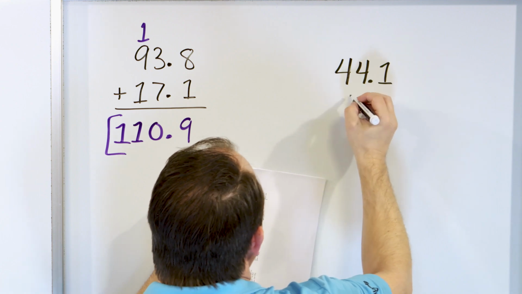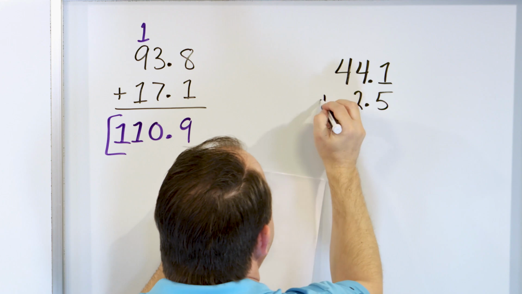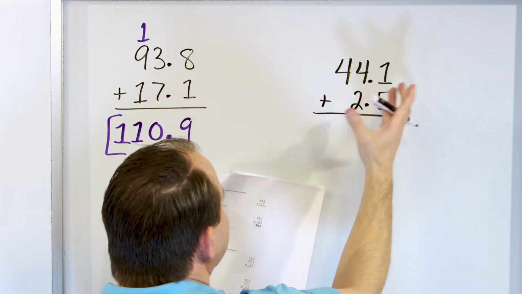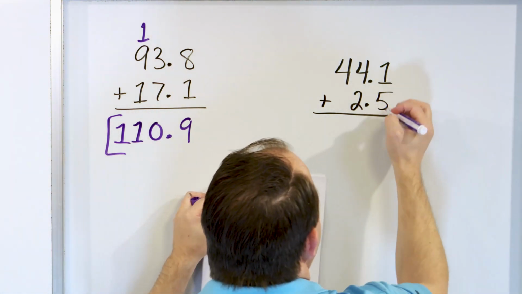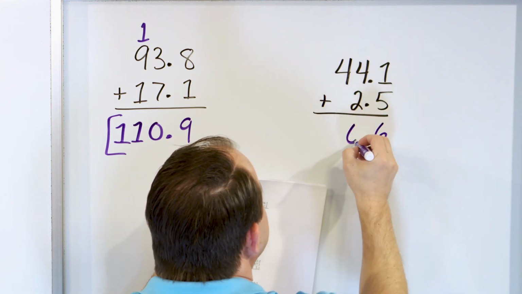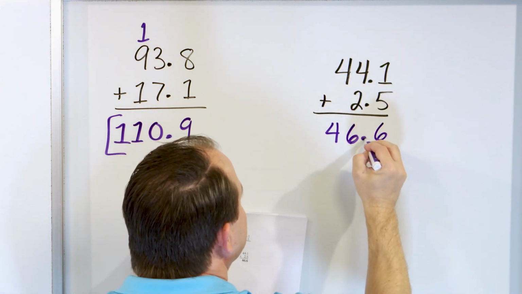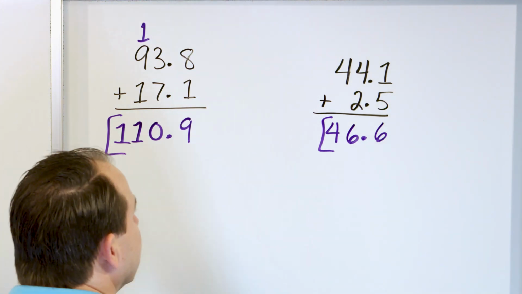Next problem, let's take a look at 44.1, and we'll add it to 2.5. Notice I had to push it over to line the decimals up. If I accidentally moved it where the 2.5 was here, the decimals wouldn't line up and I would not get the right answer. So 5 plus 1 is 6, and then 4 going up, 5, 6. 4 plus 2 is 6. And then 4 plus nothing is 4. And the decimal just falls right out of the problem to an answer of 46.6.